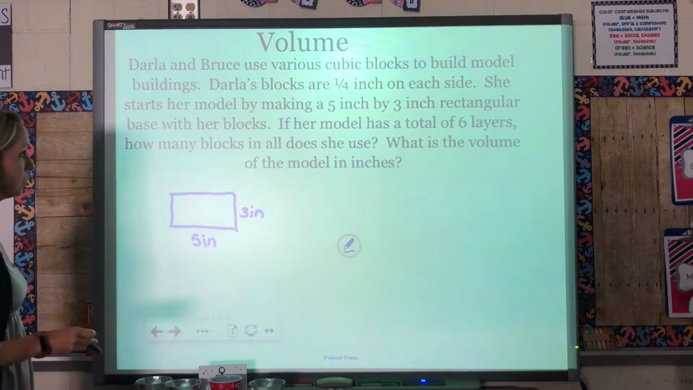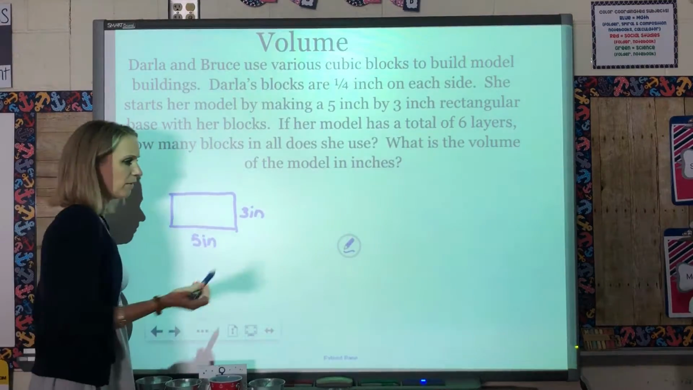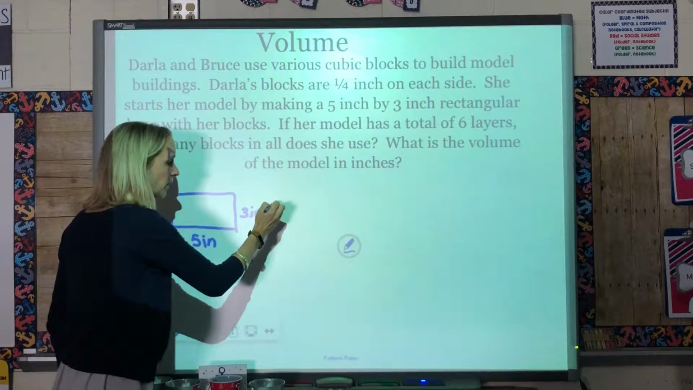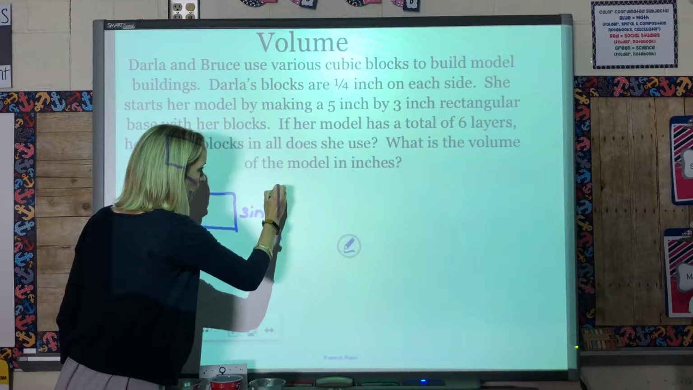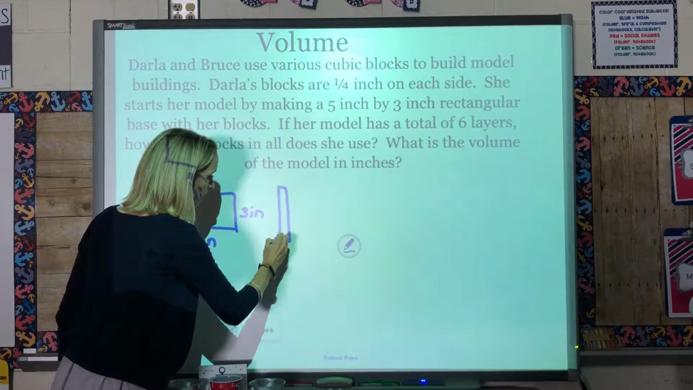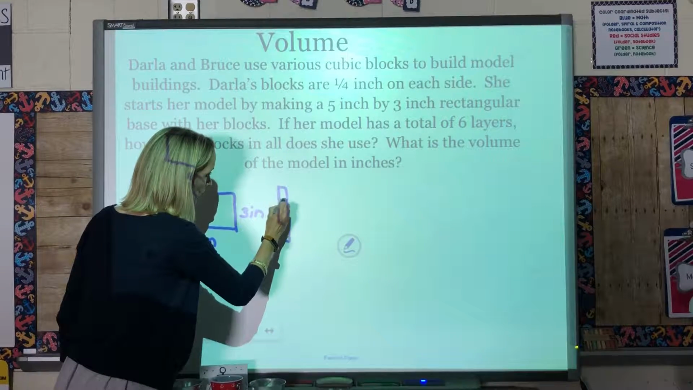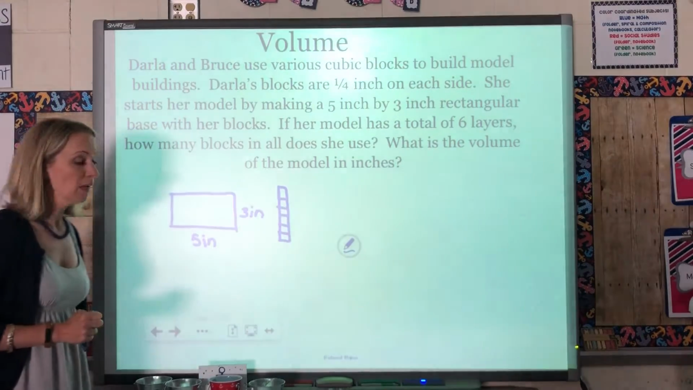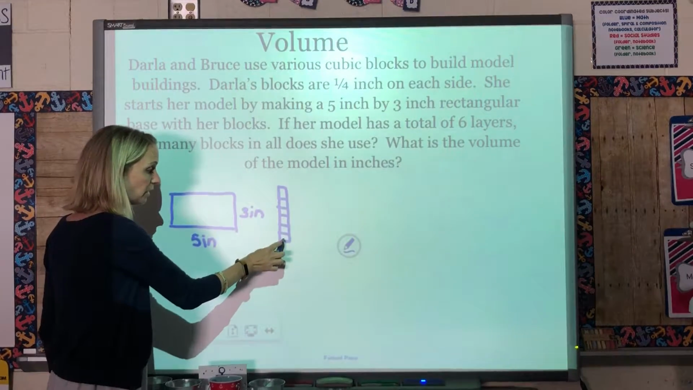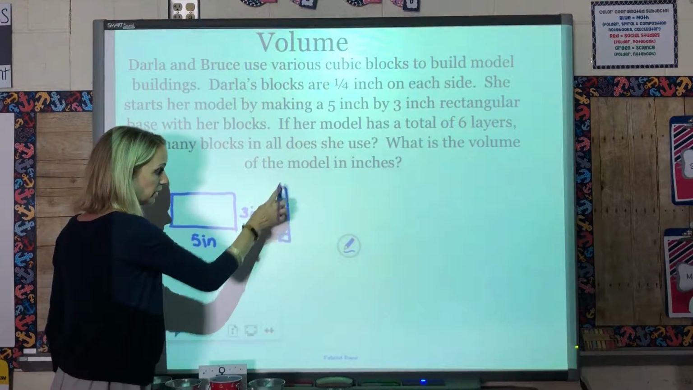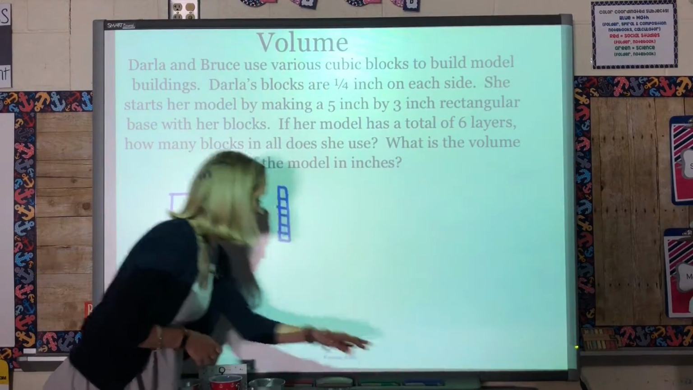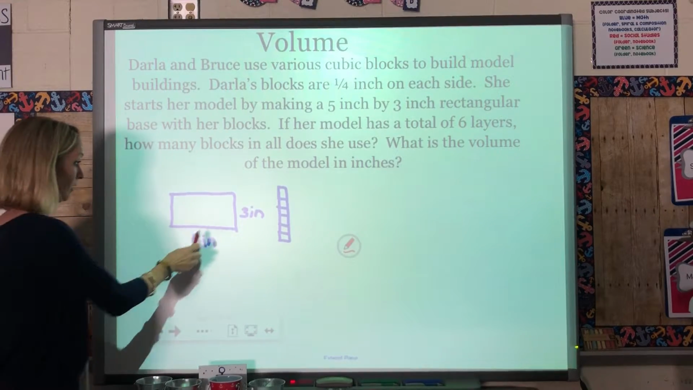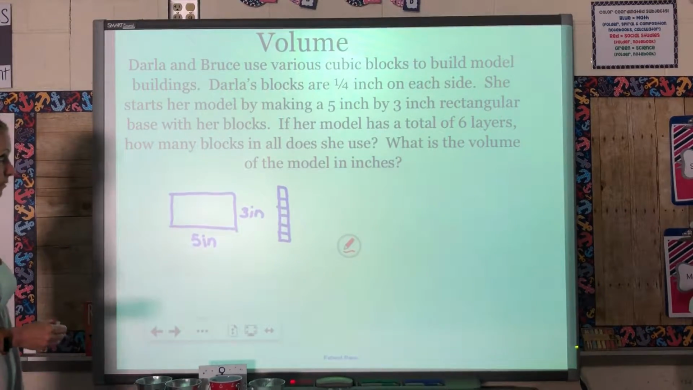And then we know her model has a total of 6 layers. So I think of that as I've got my base down here and then I have 6 of these same layers right on top, but I'm going to draw it like this so I can think of it as my layers here. So I know I'm going to have 1, 2, 3, 4, 5, 6 layers. And we know that each of those layers is going to be a 1/4 inch. I'm going to switch colors so we can see this better. So here's my 6 layers, and here is my base. So it's a 3 by 5 base.